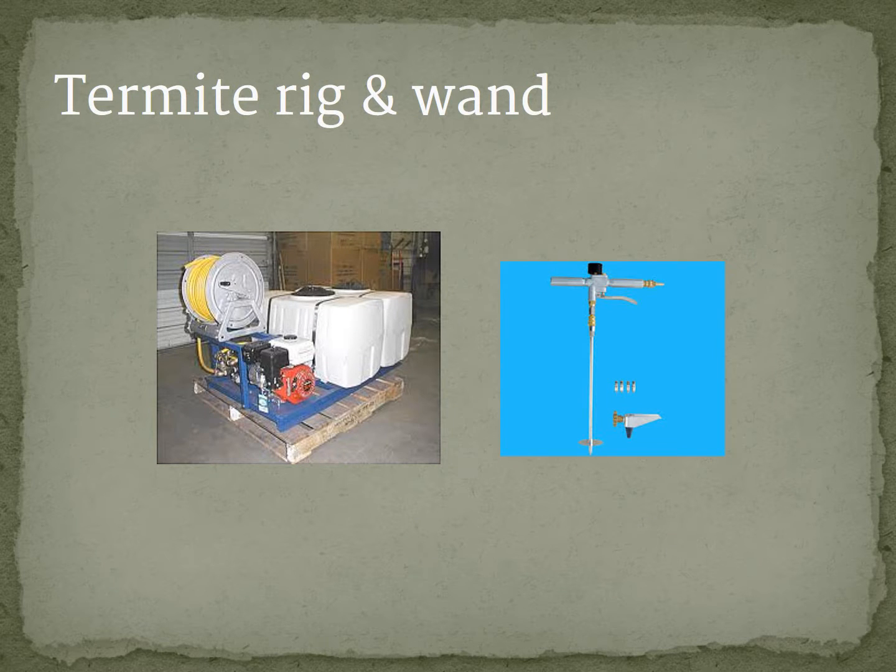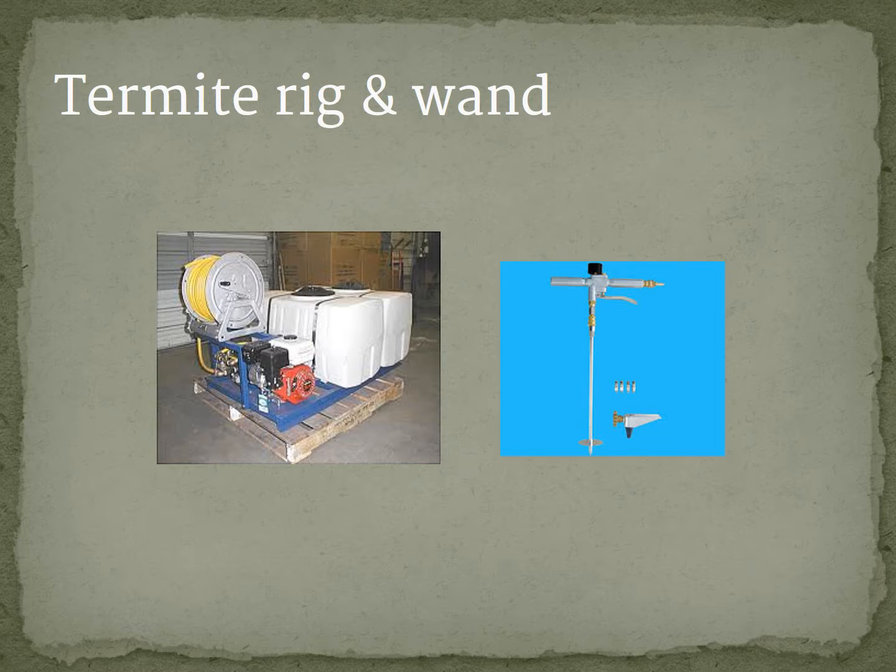I figured I'd quickly show you the slide of the actual termite rig and the wand itself. As you can see, the termite rig on the left is a pretty standard unit with the hose reel, the motor, and the big tanks. You're going to usually carry somewhere between 100 and 200 gallons of water in your termite rigs themselves, so that's something you have to decide.